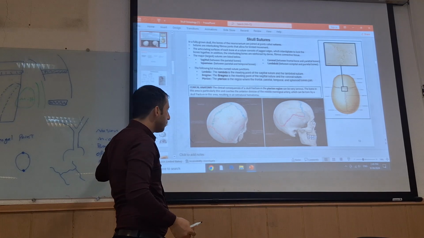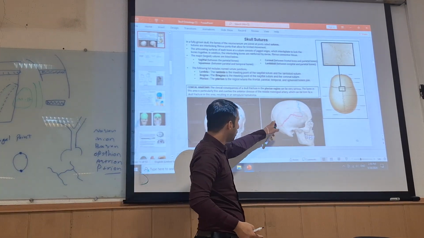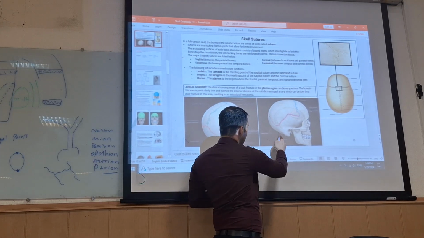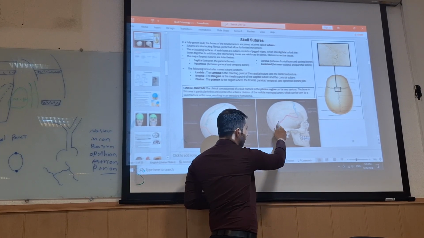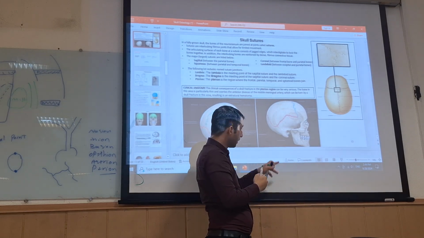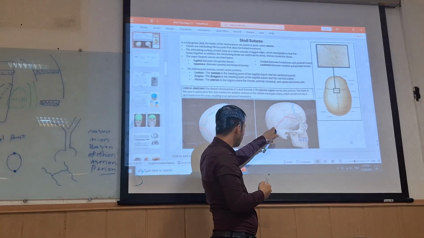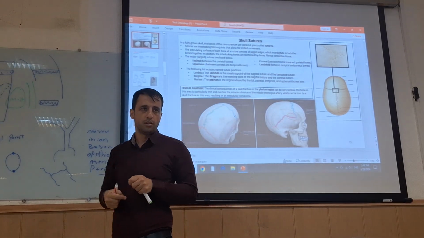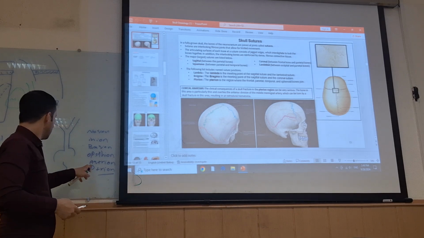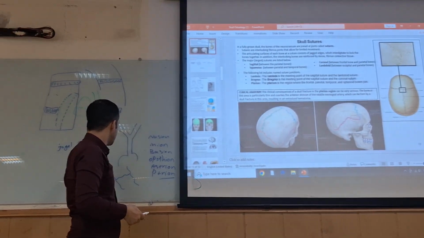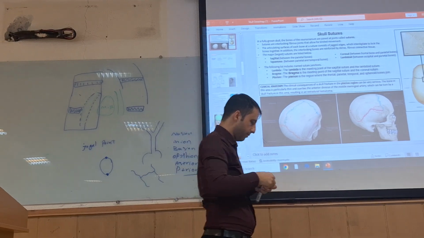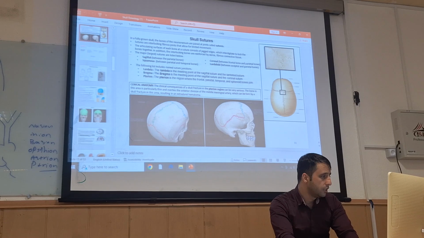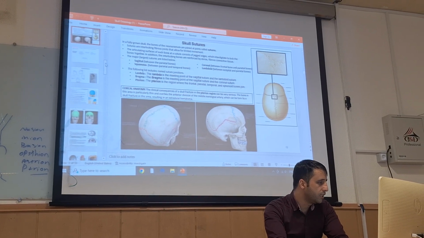What is asterion? Asterion is posterior. When the lambdoid suture connects with the squamous suture, here is lambdoid, here is squamous, this area is named asterion. Okay. Asterion, pterion, opisthion, basion, nasion, inion. But doctor, does it have another name?